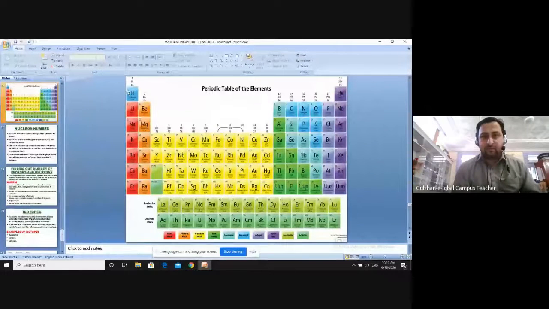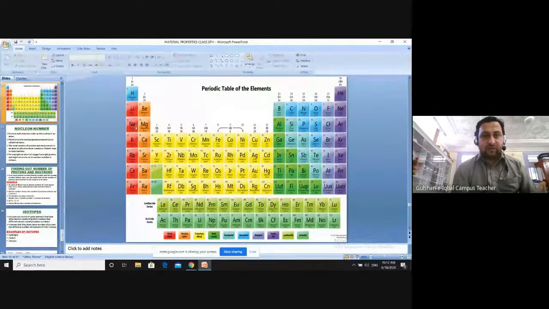This 1, this 2, this 3, 4, 5, 6, 7, 8, 9, 10, 11, 12, 13, 14, 15, 16, 17, 18, 19, and 20. Focus on these 20 first, from 1 to 20. The first one is hydrogen, the last one is calcium. The name is written hydrogen, the name is written calcium. So the first one is hydrogen, the 20th one is calcium.